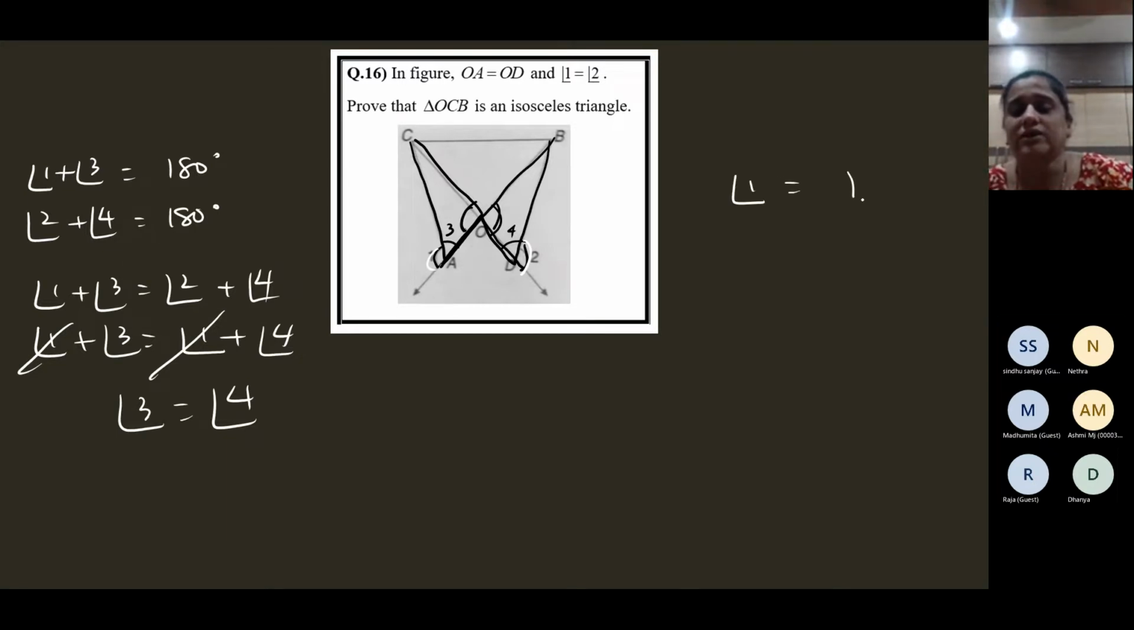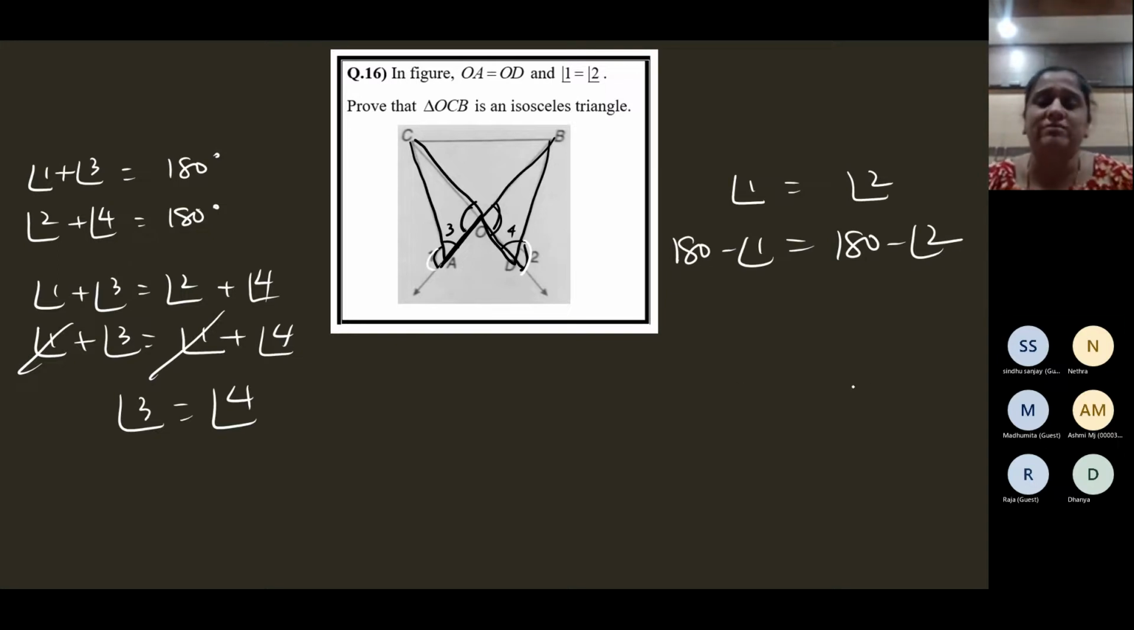Angle 1 is equal to angle 2, right? Now we are subtracting both the angles from 180. So 180 minus angle 1 will be equal to 180 minus angle 2. Angle 1 is equal to angle 2. We are subtracting both the angles from 180.